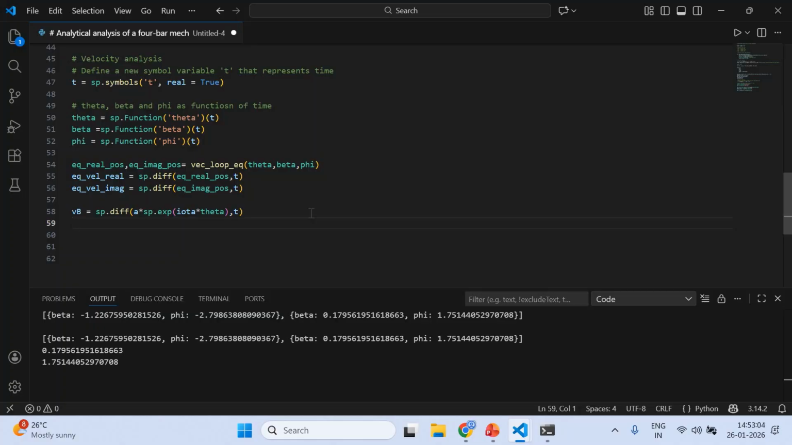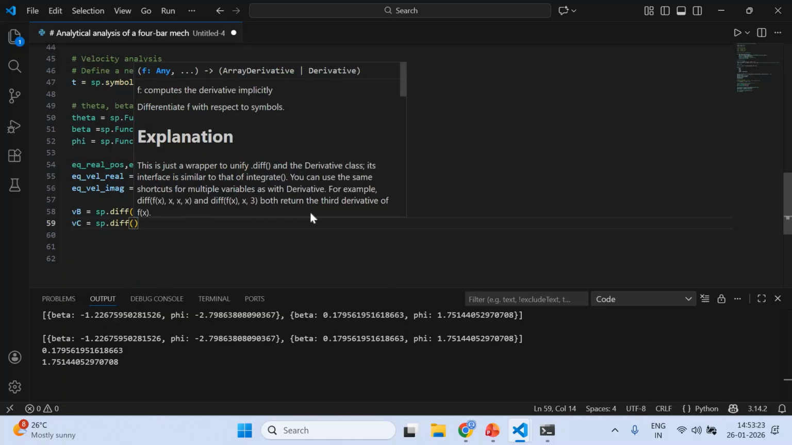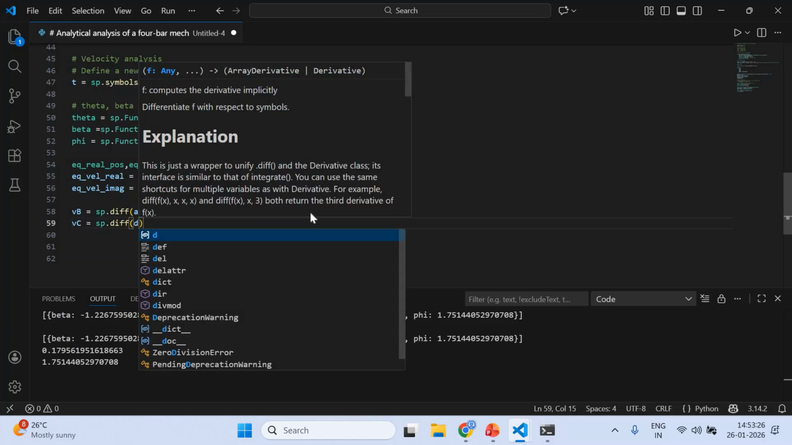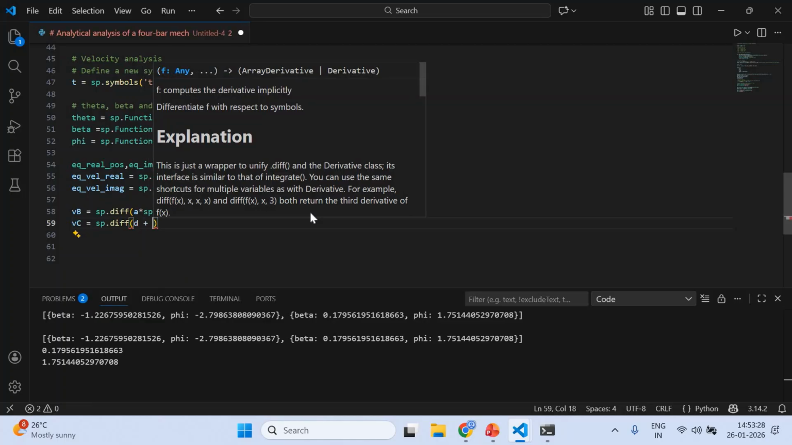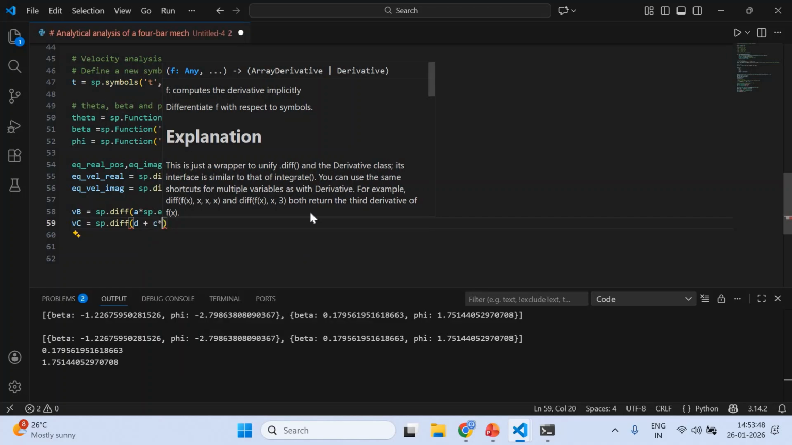Now similarly velocity of point C we can write down. This is equal to sp.diff. In this case we will simply use the triangle law, right? So using the triangle law, this will be basically d vector plus c vector. So d vector, obviously it is making an angle of 0 degree with the x-axis. So if we take d multiplied by e to the power I of 0 degree, it will be simply equal to the magnitude d itself, right? And c vector is again written down in the exponential form.